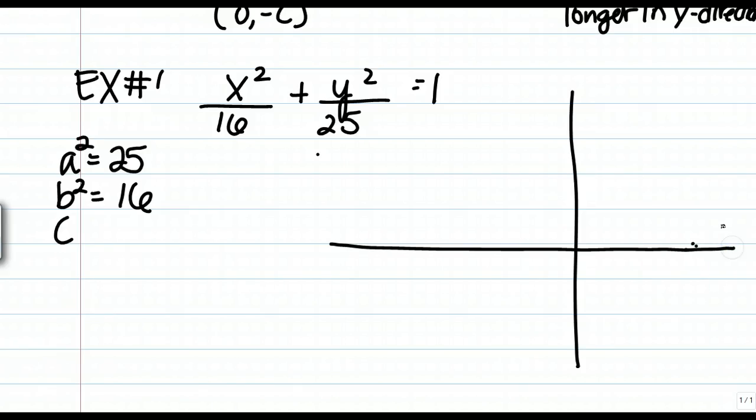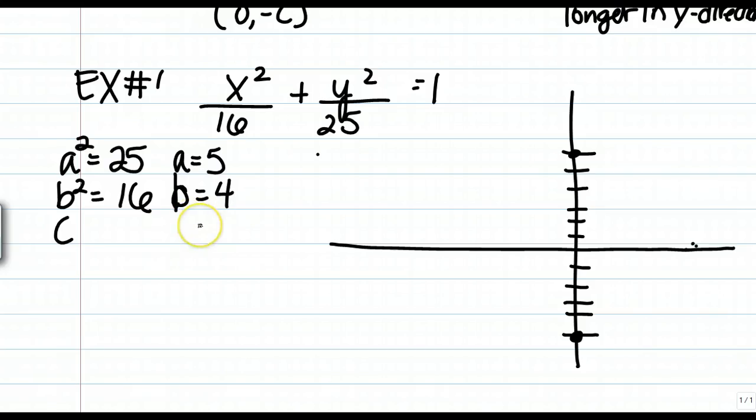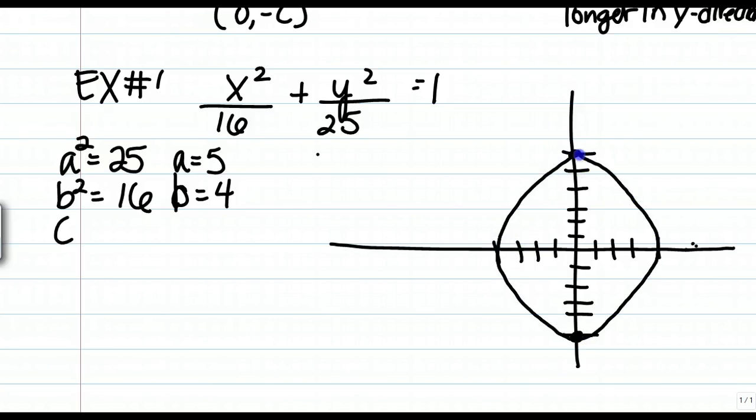So let's go ahead and graph what we know. We know that if a squared is 25, then a is 5, and that's going to be in the y direction: 1, 2, 3, 4, 5. And b is going to be 4 because 4 times 4 is 16, and that's underneath x, so it's over 1, 2, 3, 4. Your focus is always going to be on the longer side, so it's going to be on the y.